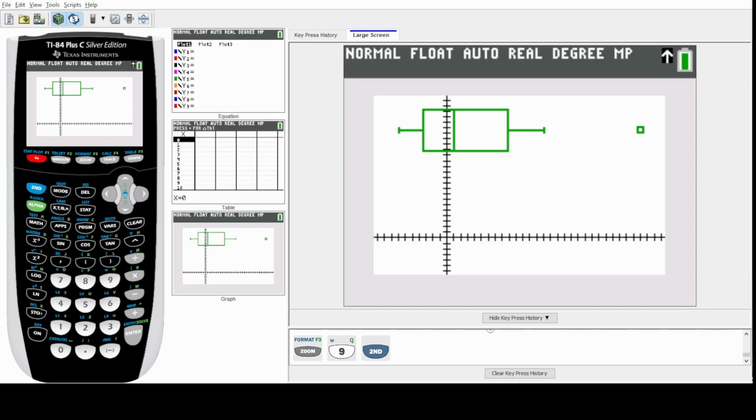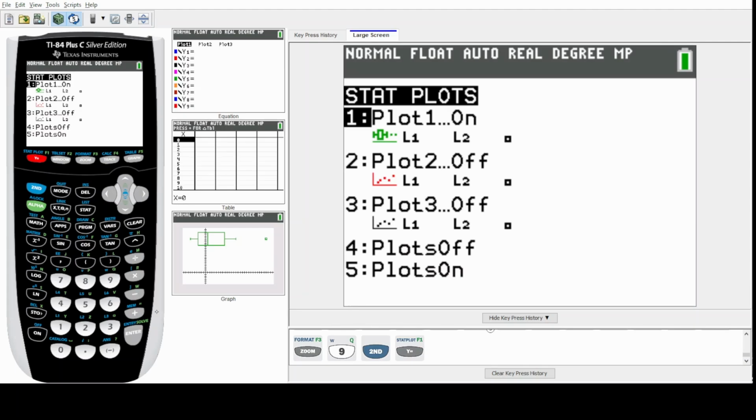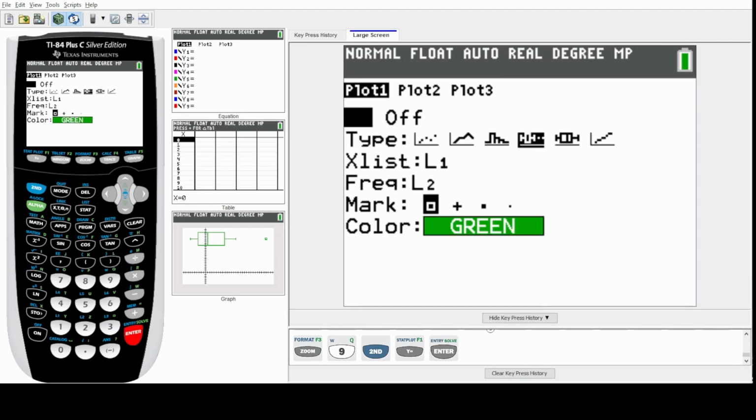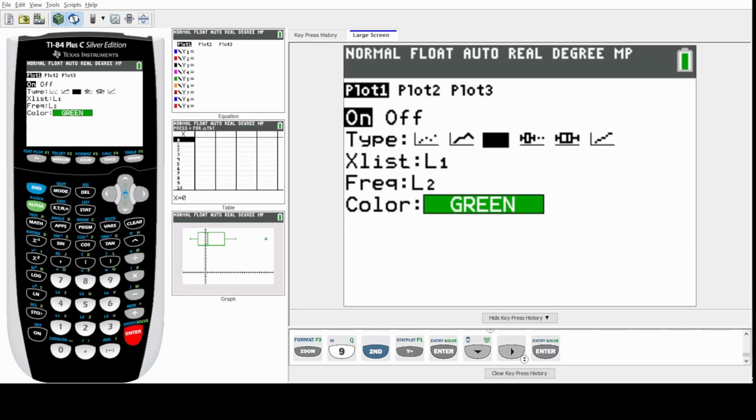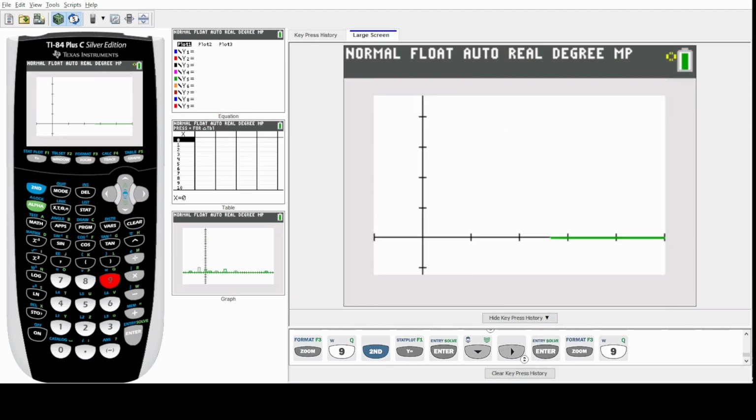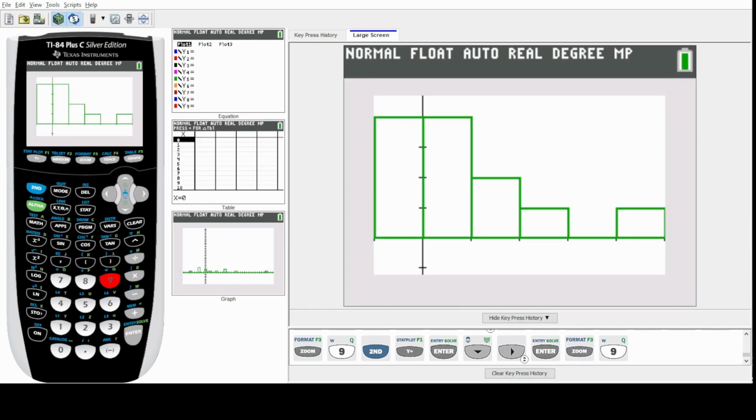If I wanted, for example, a histogram, I could do the same thing. I just come in and select histogram. My X list is L1, my frequency is L2, so everything's great. Zoom stat. There's my histogram, okay? Correctly calculated based on the frequency.